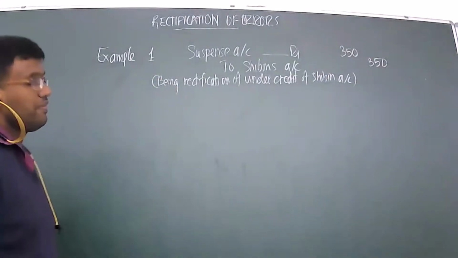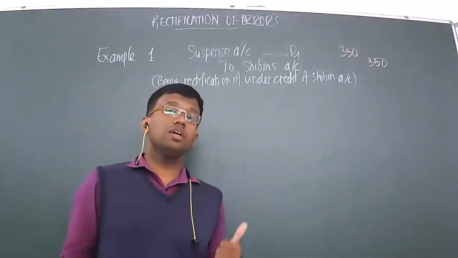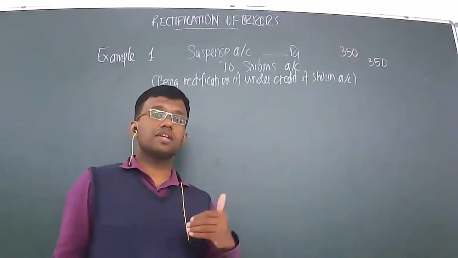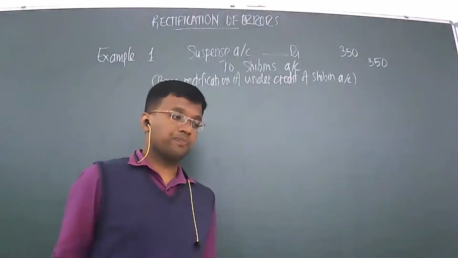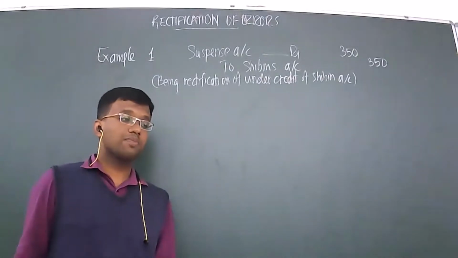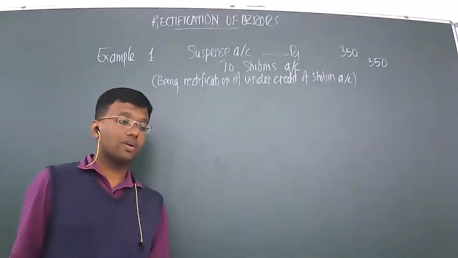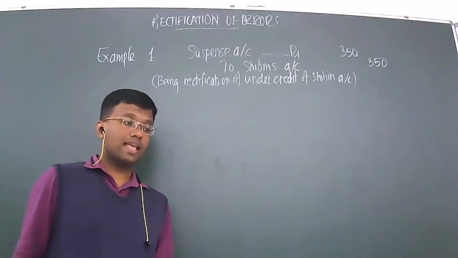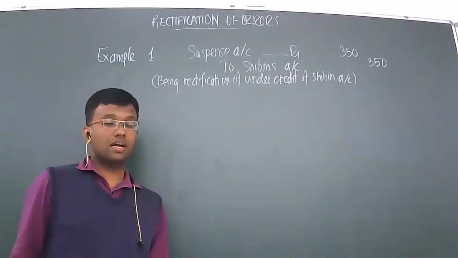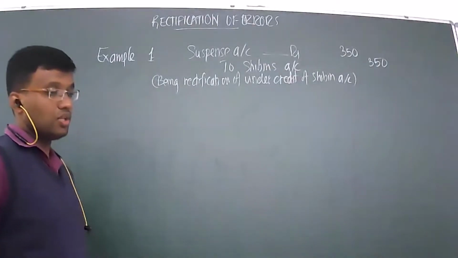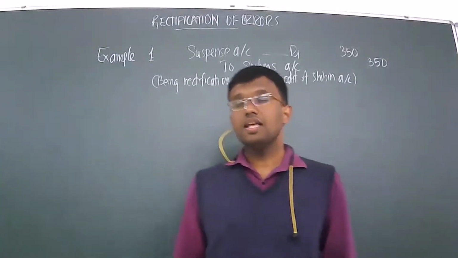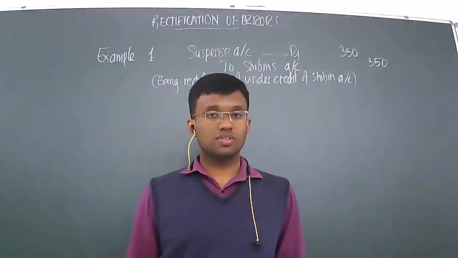In the first example we identified that Shibin's account was under credited, and any under credit error we rectify by crediting. Second example: sale of rupees 1000 has been credited to sales account as rupees 100. So here the first step is we have to try and understand, is it a one-sided or a two-sided error?